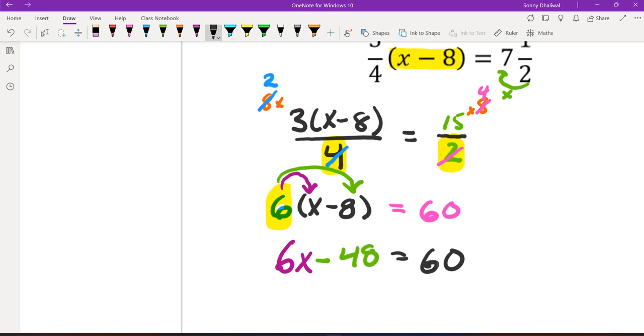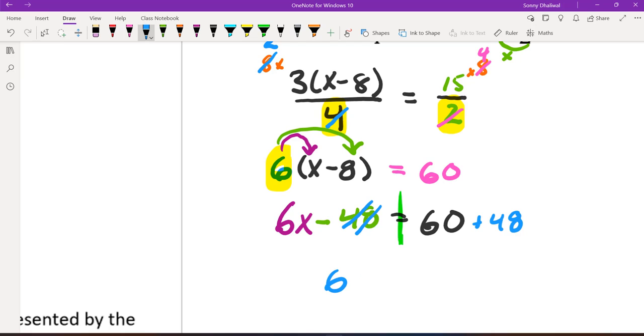So now, which number do we move over? The 6 or the 48? And how does it look on the other side? Positive. So it becomes the opposite on the other side. So plus 48. Okay? So the 48 goes away over on this side. And you have 60 plus 48 is 108.